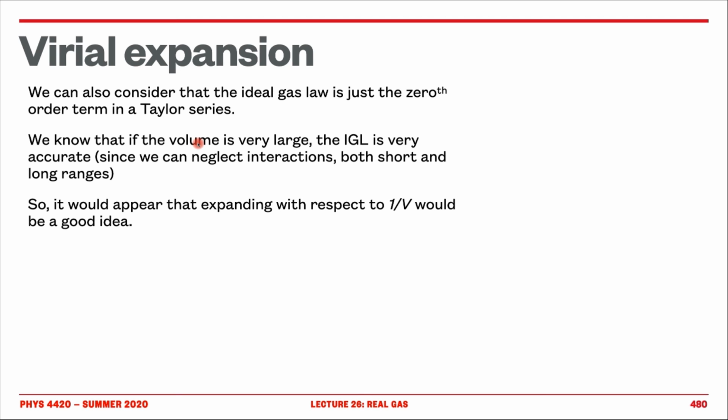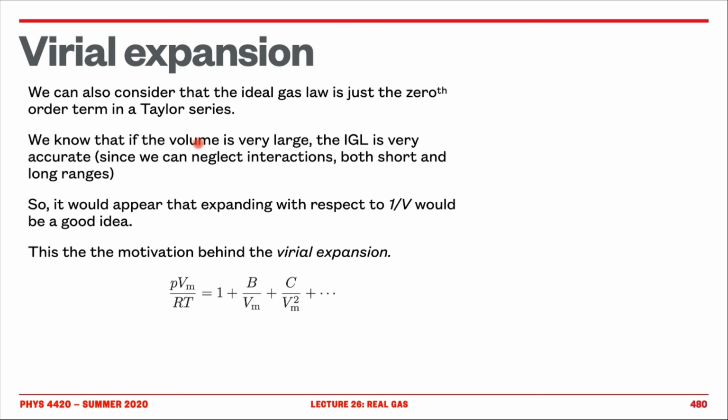So if you have very high molar volume, in other words, if you have a very low density of molecules, then the ideal gas law works pretty well. The reason is that the molecules have less chance to interact with each other, so it's fine to neglect the interaction. It looks like the larger the molar volume, the more accurate the ideal gas law is. So if we want to use a Taylor series where we want things to be accurate for low values of a variable, 1 over the volume should be a good idea.